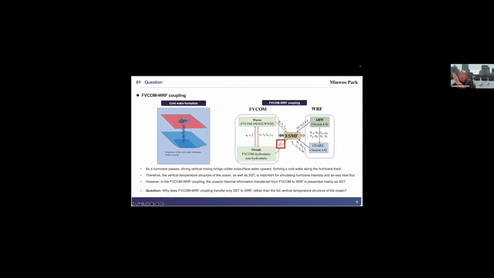Why should you not include the vertical temperature profile in the coupling? Because all air-sea interaction goes through the air-sea interface, the boundary layer. It's an interface layer, not the whole layer. So deep water information is not a direct factor. It has to change the ocean boundary condition, and then that feeds back to the atmosphere model. It's not able to directly affect it.